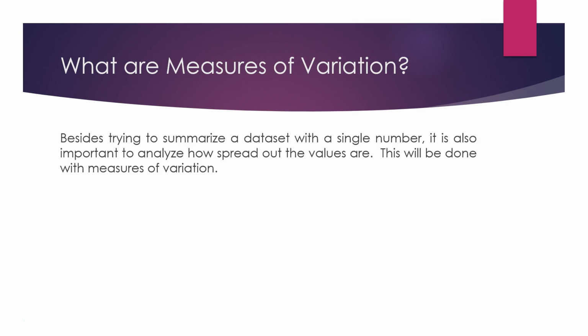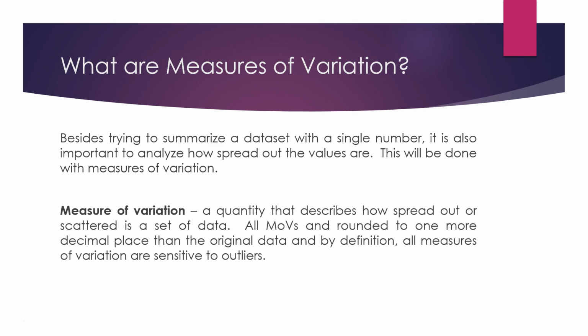So besides trying to summarize a data set with a single number, which was what we did with measures of center, another important aspect of data is also to understand how spread out your data values are. This will be done with measures of variation. Officially, a measure of variation is a quantity that describes how spread out or scattered a dataset is. All measures of variation are rounded to one more decimal place than the original data, and by definition, all measures of variation are sensitive to outliers.